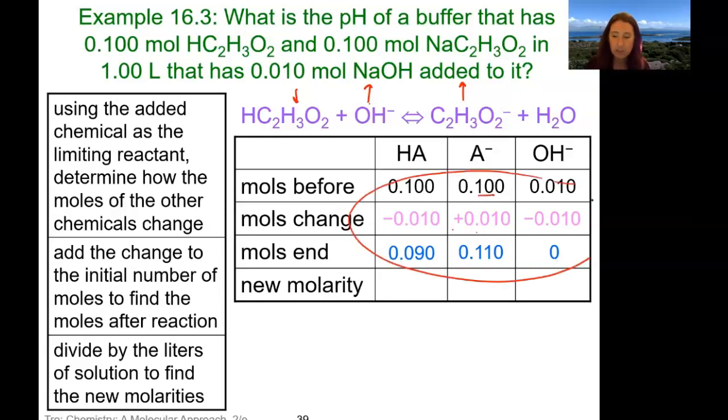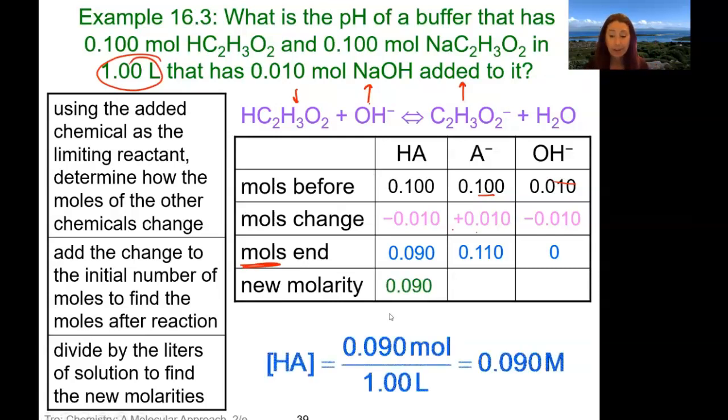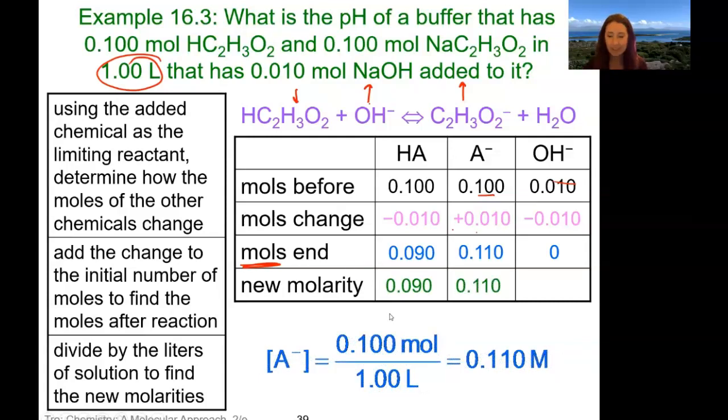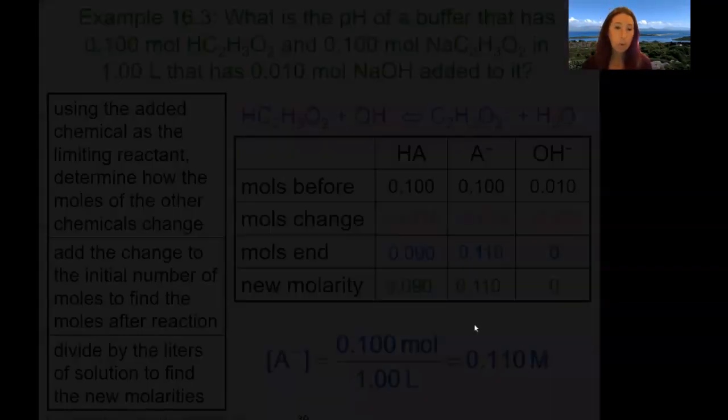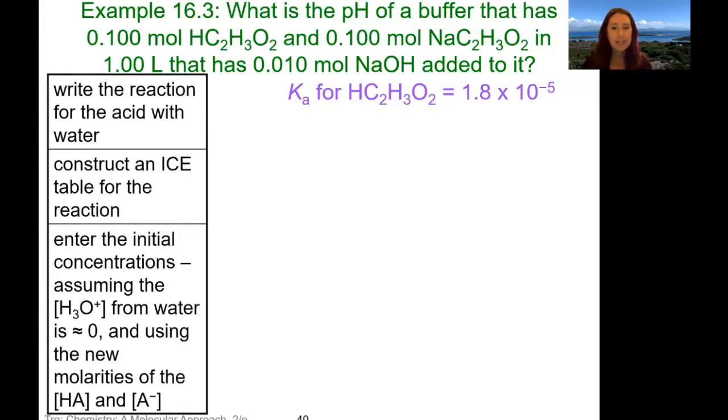So this is the same table we looked at before. I just wanted you to see it again. Now our molarity, remember molarity is moles over liter. Thankfully it's 1 liter. These are moles though. So it ends up being the same, because when you divide it by 1, you get the same answer. Because remember, in ice tables we have to do molarities. Okay, so now these are our new molarities, so now we can do an ice table. Or we could do Henderson-Hasselbalch. So let's do an ice table first, just because.